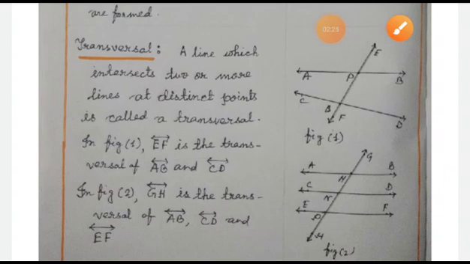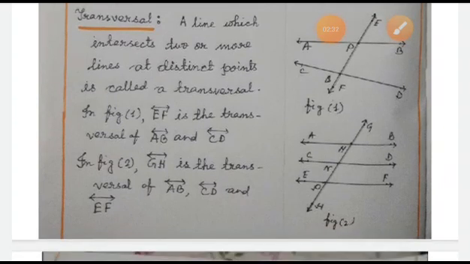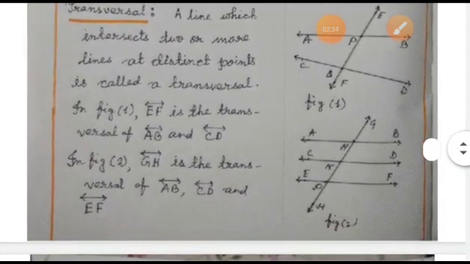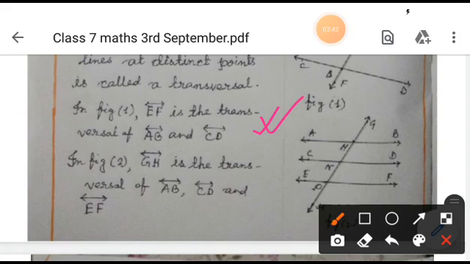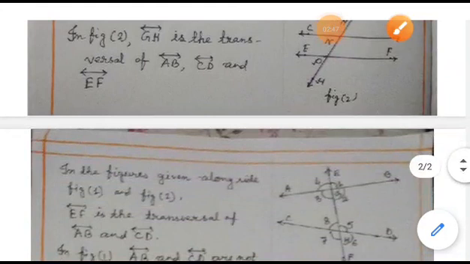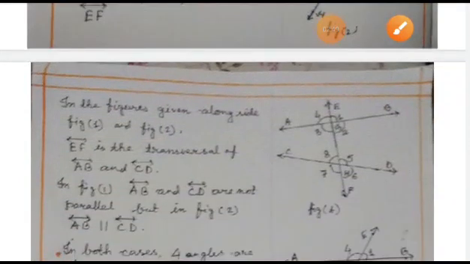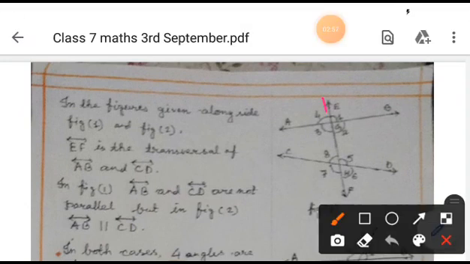So here it is written that in figure 1, EF is the transversal of lines AB and CD, and GH is the transversal. In the next diagram you can see that GH is the transversal of AB, CD and EF. Here you can see that the line GH is the transversal of these three lines. Now in the figures given alongside, figure 1 and 2, EF is the transversal of AB and CD.